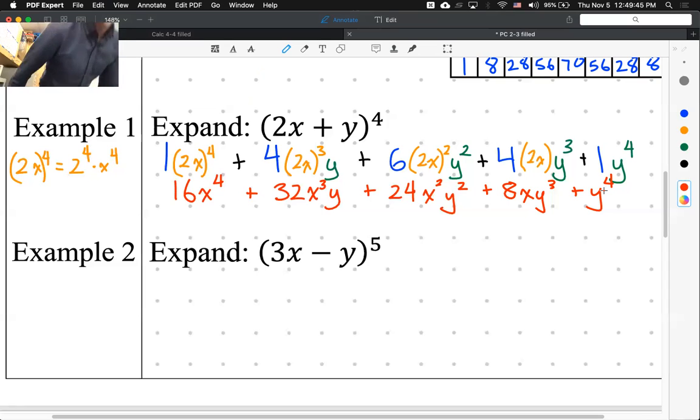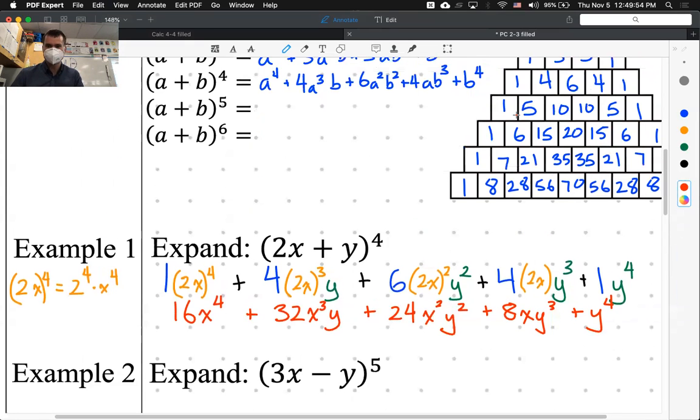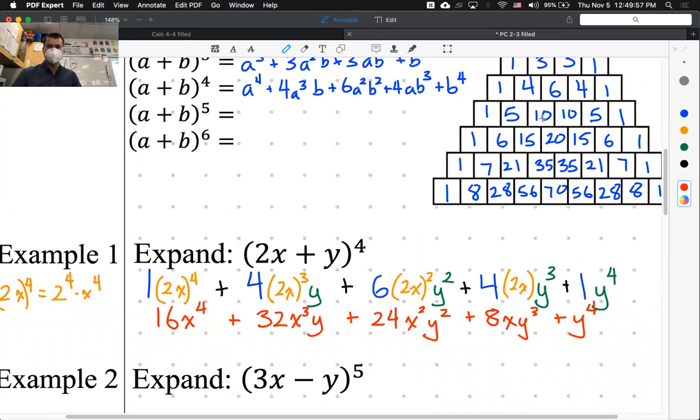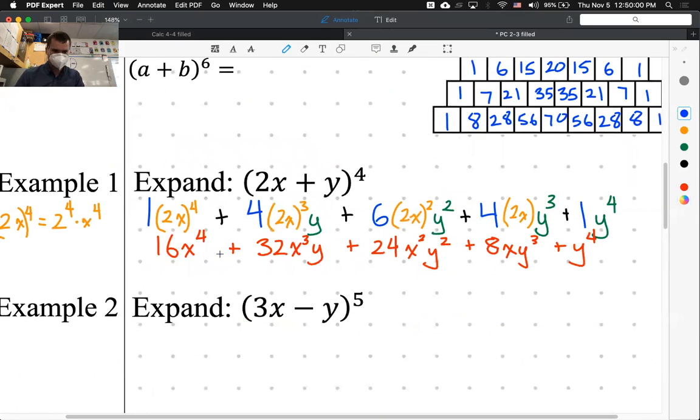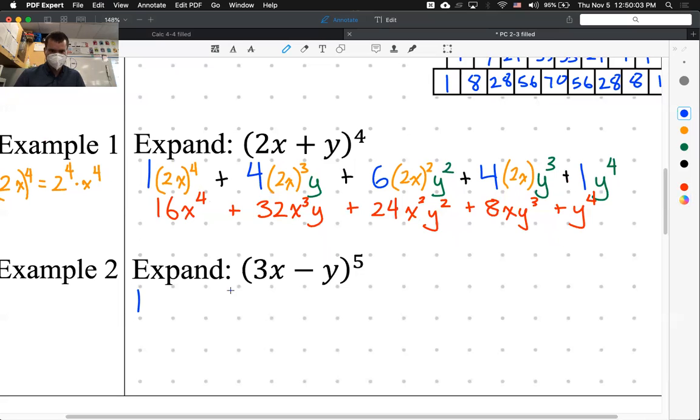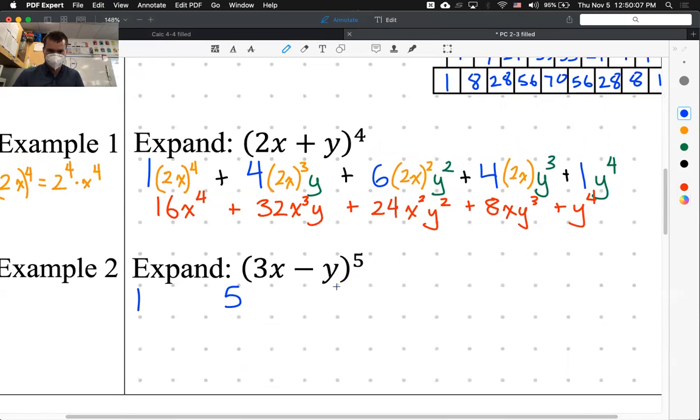It's a little bit different. There's just a minus sign and it turned into a 3. And it's a little bit bigger. It's to the power of 5. So again, first step, use Pascal's triangle. Pascal's triangle says my coefficients should be 1, 5, 10, 10, 5, 1. There are lots of them. So here we go. 1, 5, what is it? 10, 10, 5, 1.